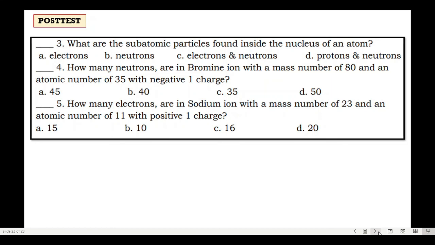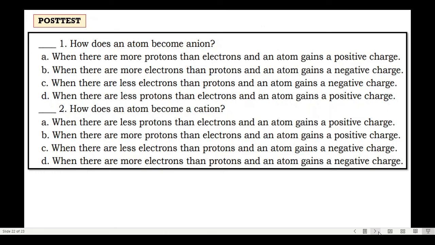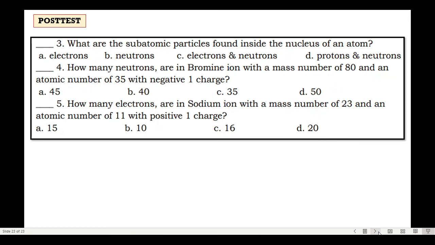Now, let's answer. For number 1, the correct answer is B. When there are more electrons than protons, an atom gains a negative charge. For number 2, it's B. When there are more protons than electrons and an atom gains a positive charge. Number 3, it's D, protons and neutrons. That's why they are called nucleons. So, that's what is found in the nucleus. Number 4, the answer is A, 45. Number 5, the correct answer is 10.